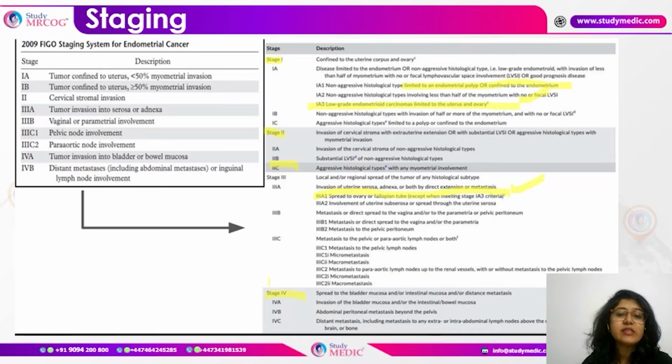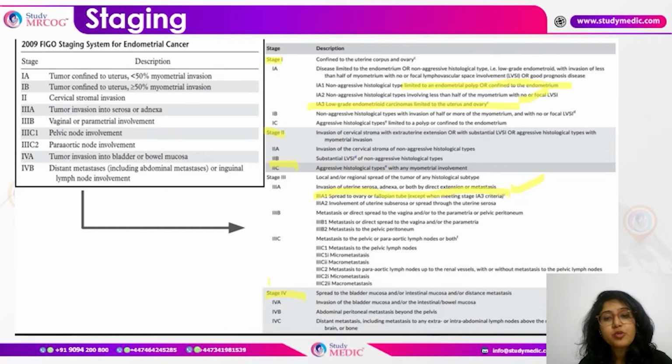1C is if there is an aggressive histological type which is limited to the polyp or confined to the endometrium. Now coming to 2A1, 2A1 is cervical stroma, 2B is substantial LVSI. 3A1, as I told you, is spread to the ovary or the fallopian tube. 3A2 is spread to the uterine serosa. So they have included uterine endometrium, myometrium, less than 50, more than 50, then uterine serosa also in 3A2.